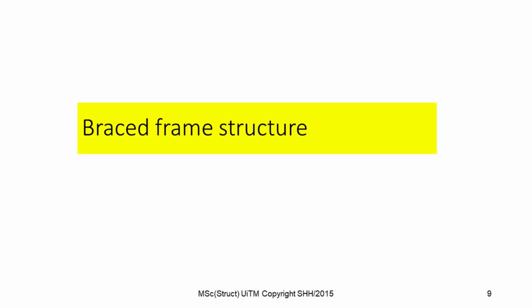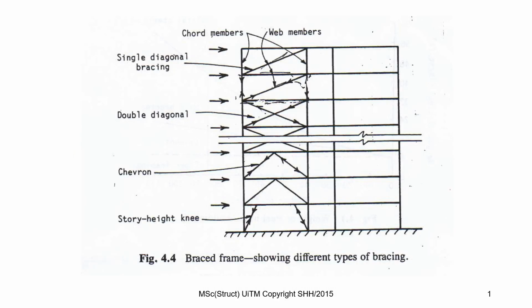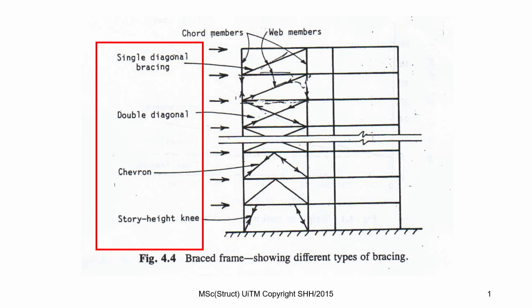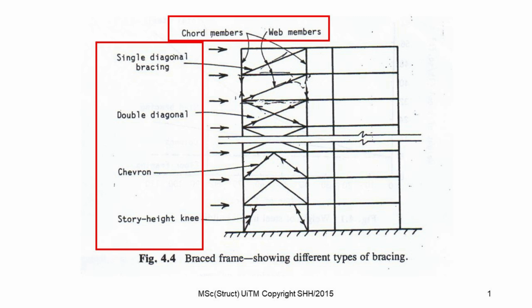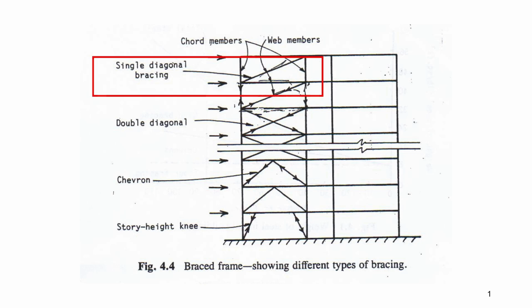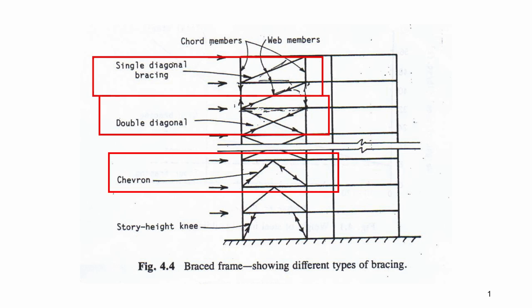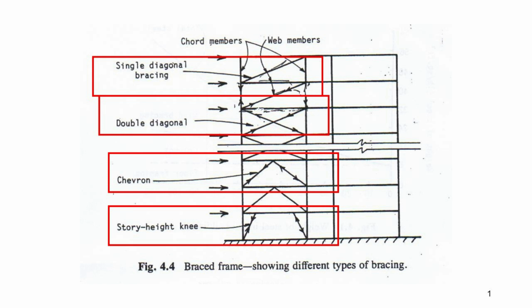Braced frame structure. Braced frame structure is the basic structural form for tall buildings. In braced frames, the lateral resistance of the structure is provided by diagonal members that together with the girders form the web of the vertical truss, with the columns acting as the chords. The most common types of bracing are single diagonal bracing, double diagonal, chevron, and story height knee. This system is commonly used in steel construction. It is both an efficient and economical way of improving the lateral stiffness and resistance of a rigid frame system.